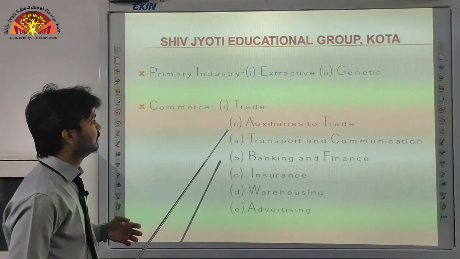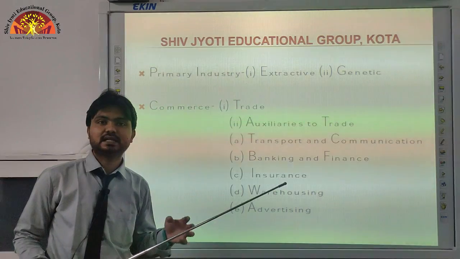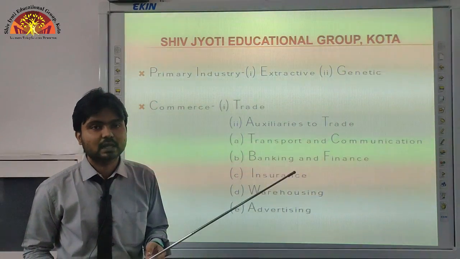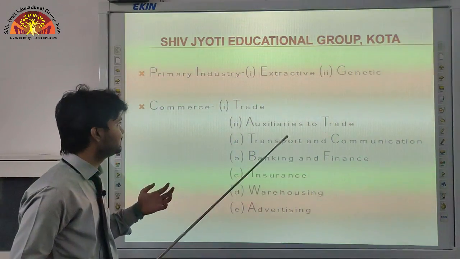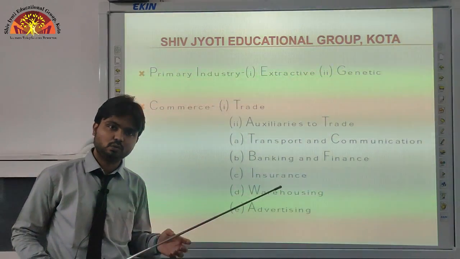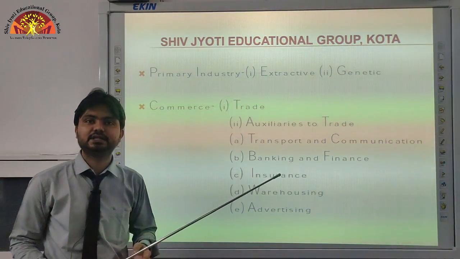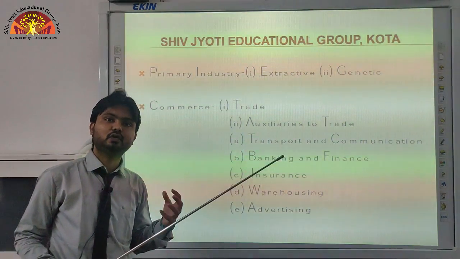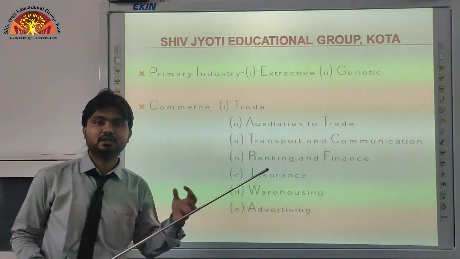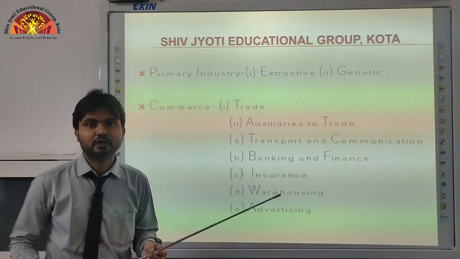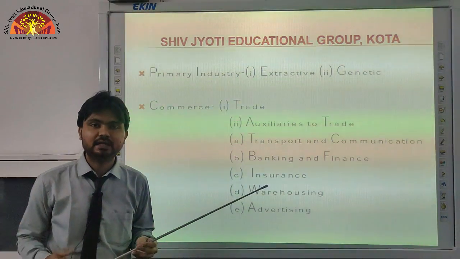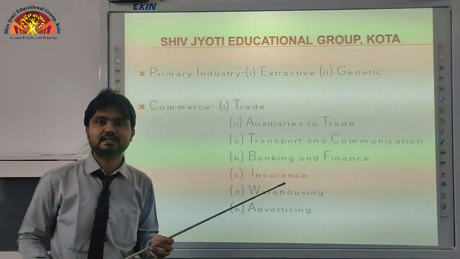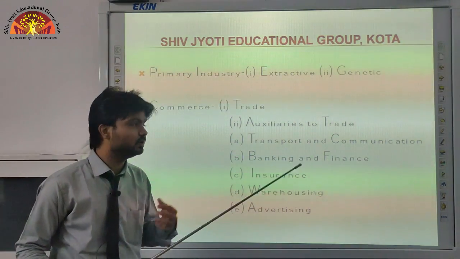Now commerce means the selling of goods and services. Commerce can be categorized basically into two types, that is trade and auxiliaries to trade. Now what is trade? Trade is the selling of goods and services from one person to another. If you want to buy anything and we go to the retailer to purchase it, it is a part of trade.